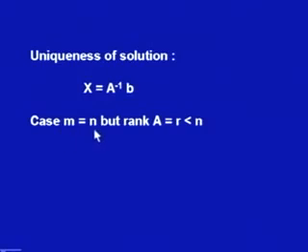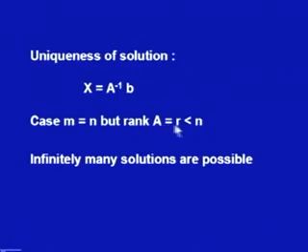But suppose we have a case when m is equal to n, but rank of A is not n, it is R, which is less than n, then we may not be able to get the unique solution of the system. So, in this case, if rank A is equal to R, which is less than n, then in fact we will be having infinitely many solutions for the given system. So now we have two cases. If m is equal to n, then we may have a unique solution when the matrix A is invertible, but if the matrix is not invertible and rank of A is less than n, then there will be infinitely many solutions possible.